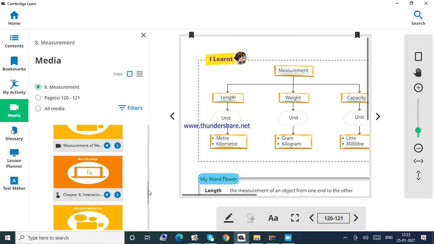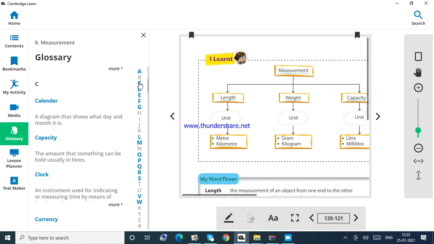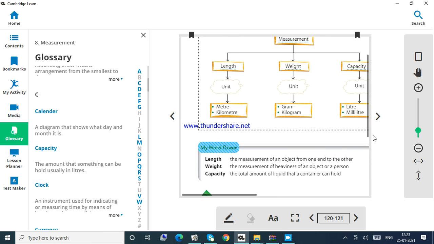The next one, capacity. So what is meant by capacity? The amount that something can hold, usually in liters, is called capacity. It is denoted small or large. Simply, capacity means the total amount of liquid that a container can hold.